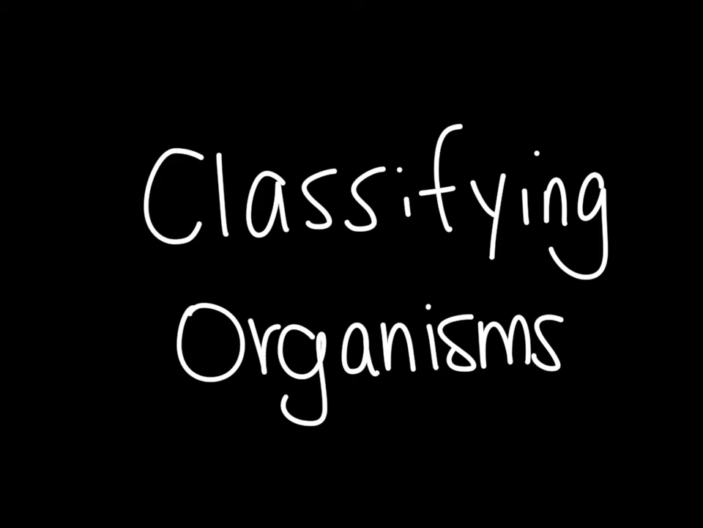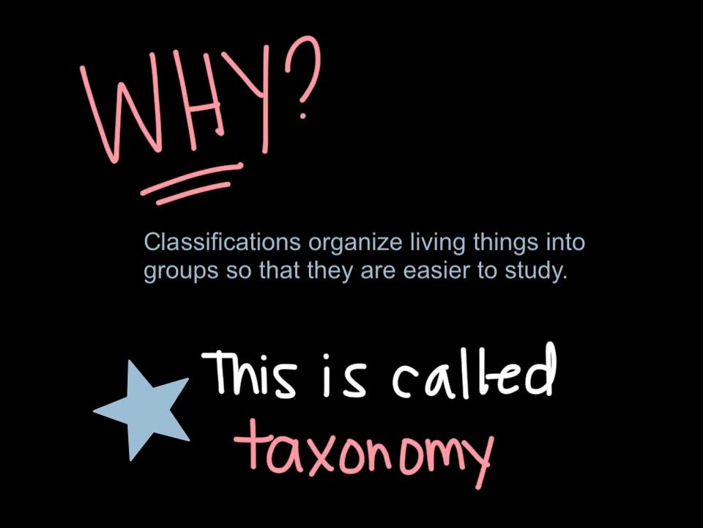Hello class, today we're going to talk about classifying organisms. And before we can really get into it, we need to know why that's important. So, why do we classify organisms? Classifications organize living things into groups so that they are easier to study. So scientists do this to make it easier for them to really study the organisms that they're looking at. And this whole process is called taxonomy.